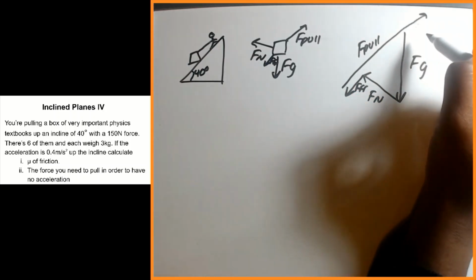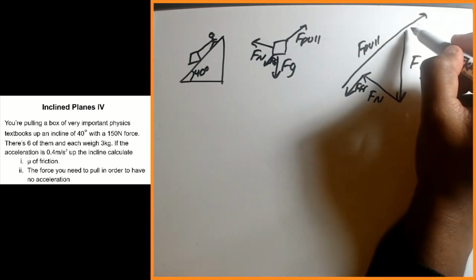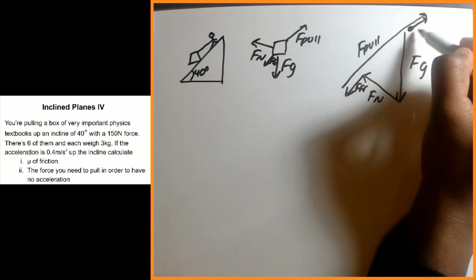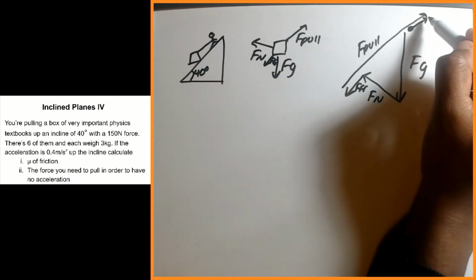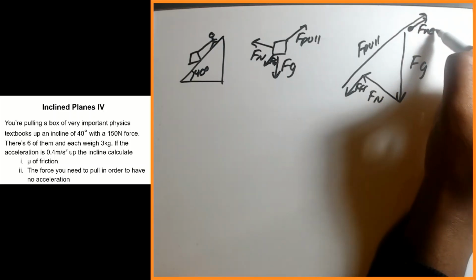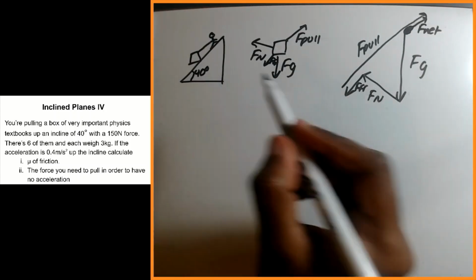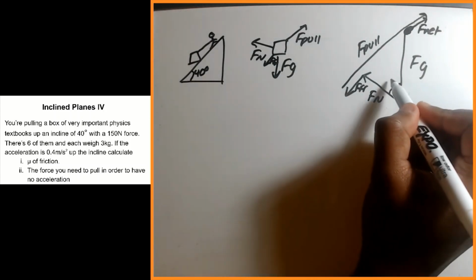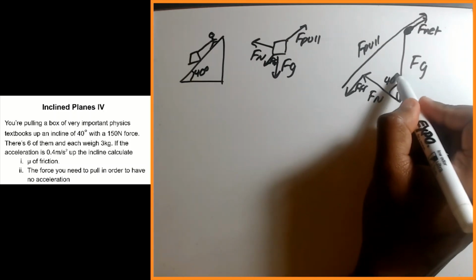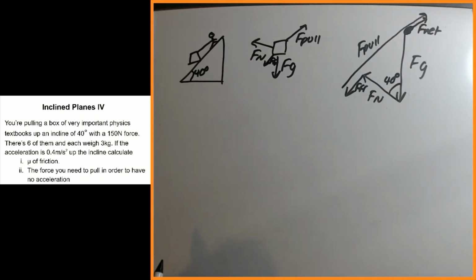And this is because we need to draw the F net vector, which is connected to here all the way. And then it hits the head of the F pull vector. Like that, and it connects right there. And then, of course, the angle over here corresponds to this angle right here. All right, so we're done with the setup. So let's go ahead and start to solve for the mu of friction in the first question.